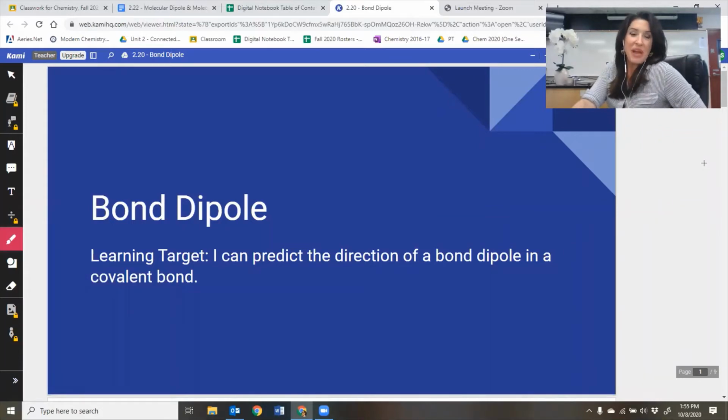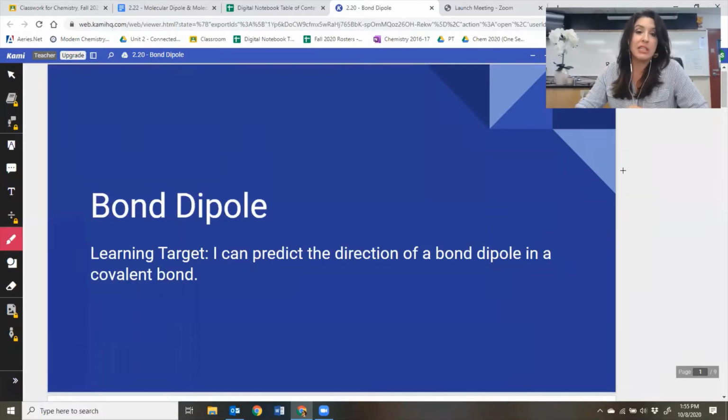Good afternoon, everyone. I'm Michelle Sanner, and today we are going to be talking about the bond dipole. By the end of this session, you'll be able to predict the direction of the bond's dipole in a covalent bond. First, let's just review what covalent bonding is.